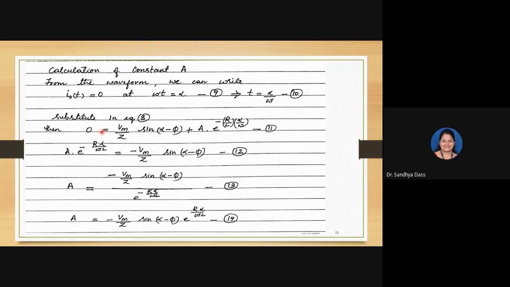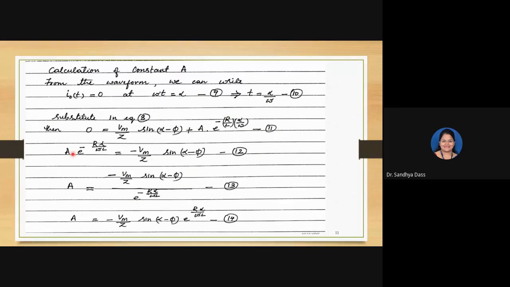So 0 is equal to Vm by Z sine, in the previous equation, equation number 8, we are substituting all terms. Vm by Z sine, in terms of omega t, let us substitute alpha, alpha minus phi, plus A into e to the power of minus R by L. In place of T, we will substitute alpha by omega. Call this equation 11.